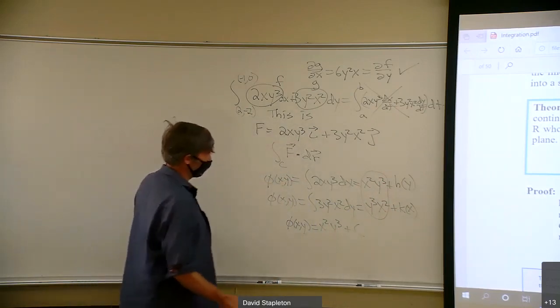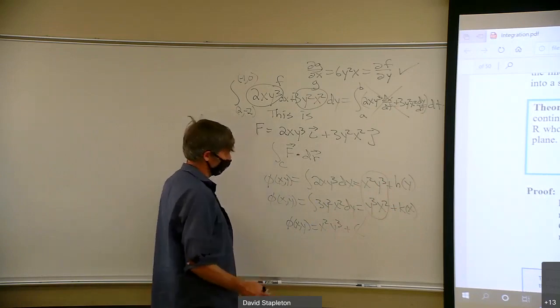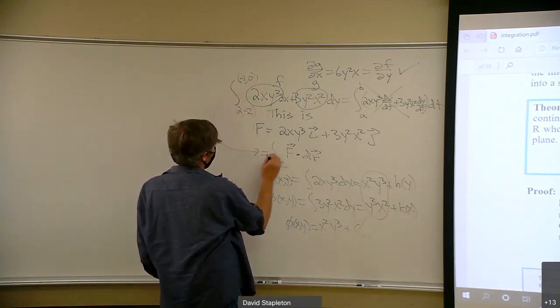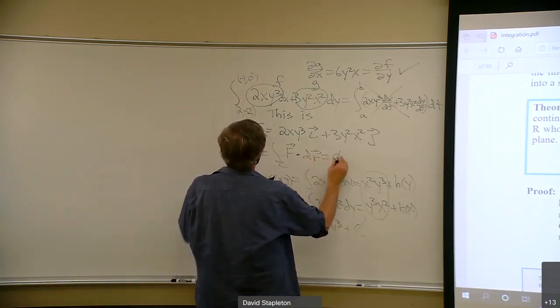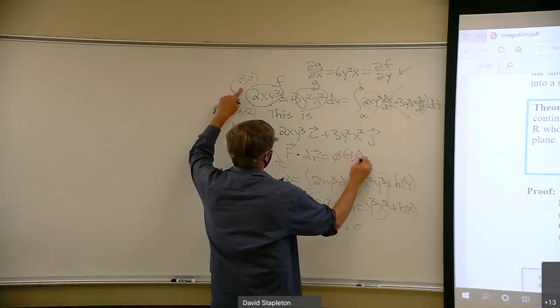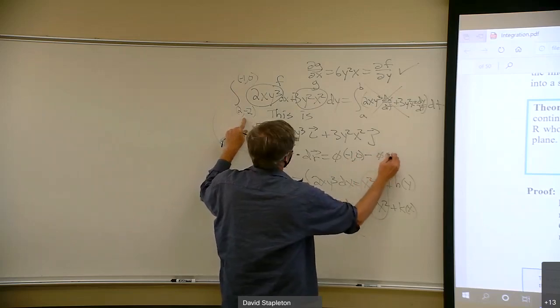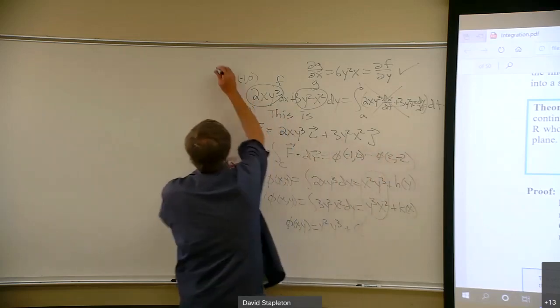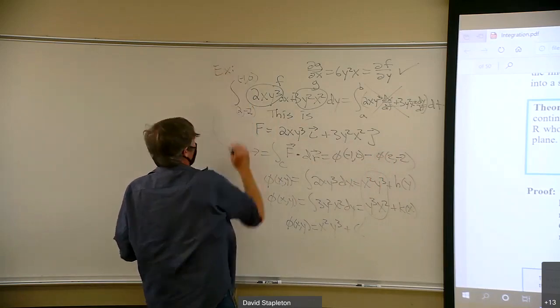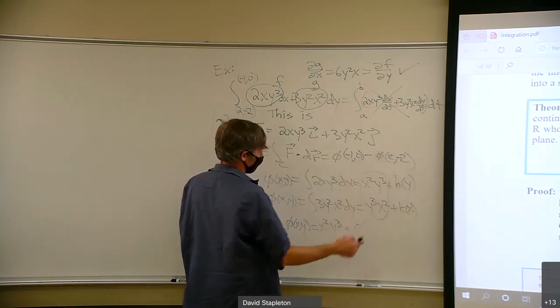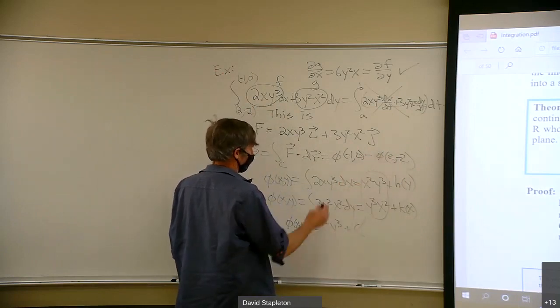For convenience, let's take c equals 0. You can take any constant you want because it'll drop out. And you say that this integral is just phi at the final point (-1, 0) minus phi at the initial point (2, -2). If you have a c, there would be a c here and a minus c here, and it would cancel. So let's just use phi equals x squared y cubed.